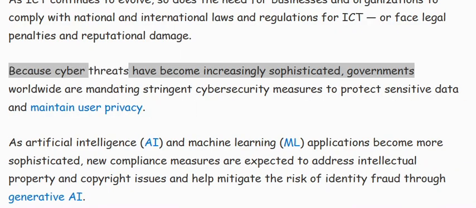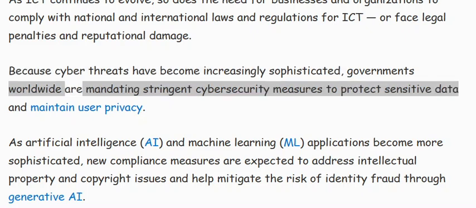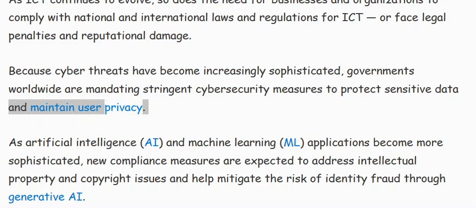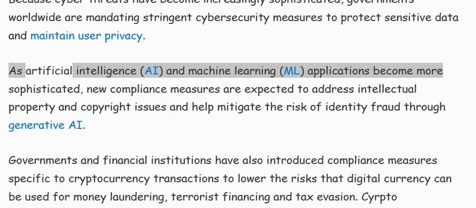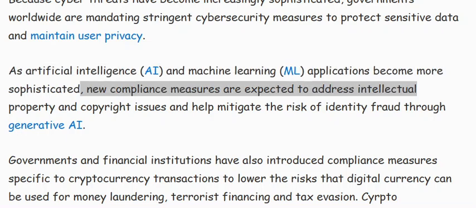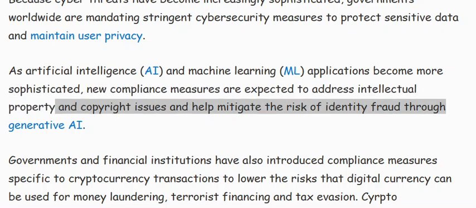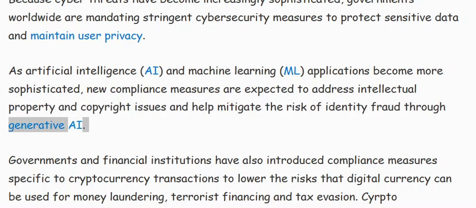Because cyber threats have become increasingly sophisticated, governments worldwide are mandating stringent cybersecurity measures to protect sensitive data and maintain user privacy. As artificial intelligence, AI, and machine learning, ML, applications become more sophisticated, new compliance measures are expected to address intellectual property and copyright issues and help mitigate the risk of identity fraud through generative AI.